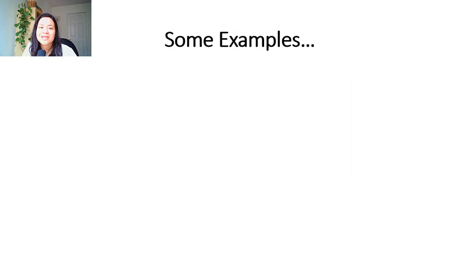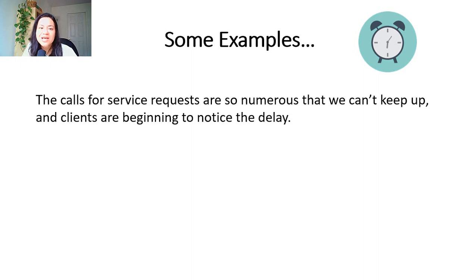constantly flood. Let's look at some more examples of compound complex sentences and consider how they have been formed. You can pause the video as we go through them and think about the parts of the sentence. Here's one. The calls for service requests are so numerous that we can't keep up, and clients are beginning to notice the delay. Here we can see another complex sentence. The calls for service requests are so numerous that we can't keep up. To this, the writer has added another independent clause, joined with a comma and coordinating conjunction "and." Clients are beginning to notice the delay.